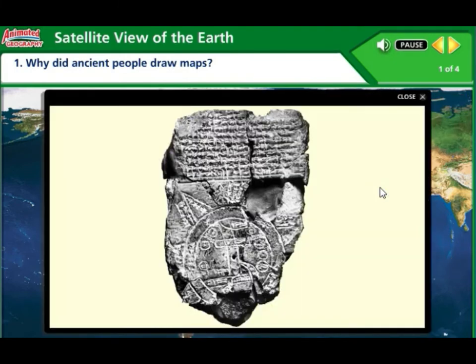Many civilizations have used maps as a tool for writing about Earth. Just like today, maps helped ancient peoples define their place in the world. For example, the ancient Babylonians put themselves in the center of the world in this map from about 600 BC.